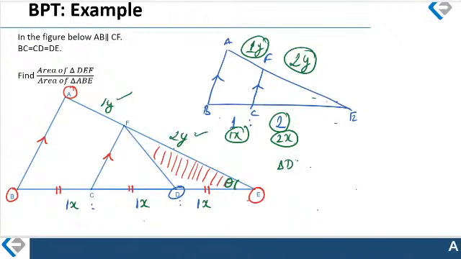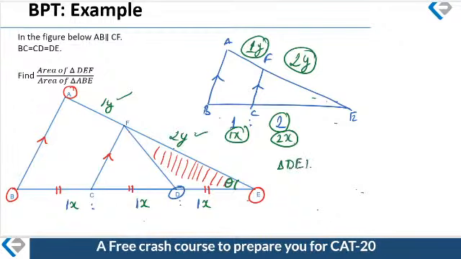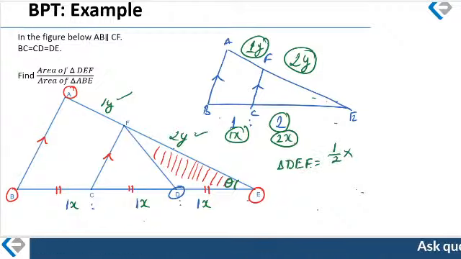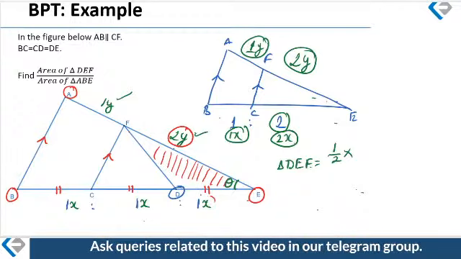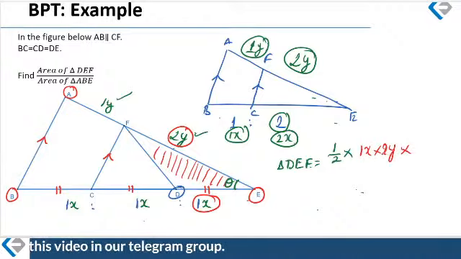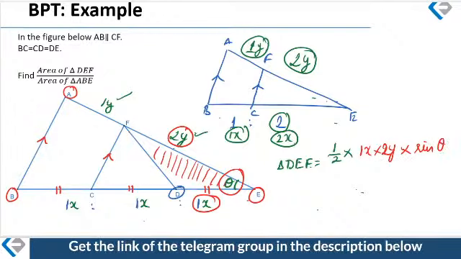All right, area of the triangle EFD. Whichever way you call it, DEF or EFD, the hashed triangle: half product of two adjacent sides, that is 2y and 1x, 1x into 2y, and the included angle. What is the included angle? Theta, sine theta. Half AB sine theta. That's nothing but the area of the triangle DEF.